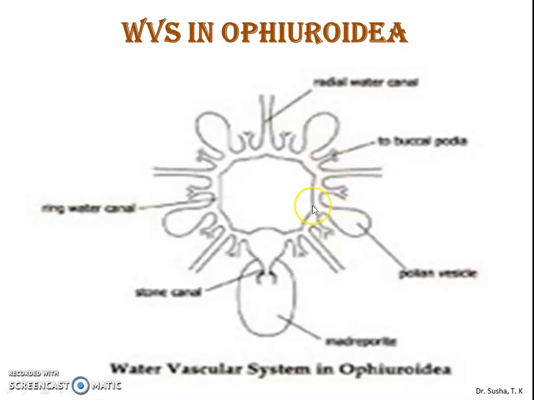At the 4 interradii, 4 Polian vesicles are present. 5th position is occupied by the stone canal, and therefore only 4 Polian vesicles are present. Tiedemann bodies are absent.